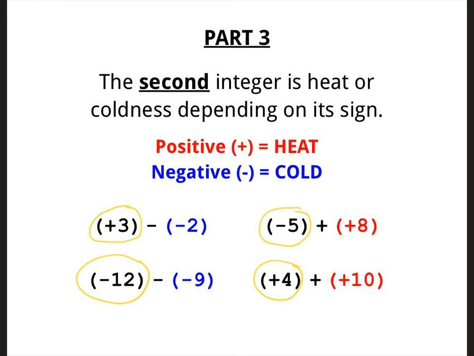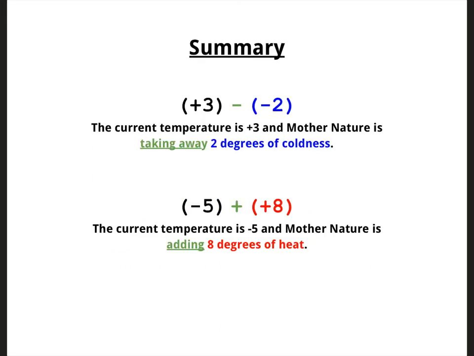Let's summarize these examples. In the first question, it was +3 minus -2. With the three parts combined, the current temperature is +3, and Mother Nature is taking away, because it's subtract, 2 degrees of coldness. For this example, the current temperature is -5, and she's adding 8 degrees of heat.